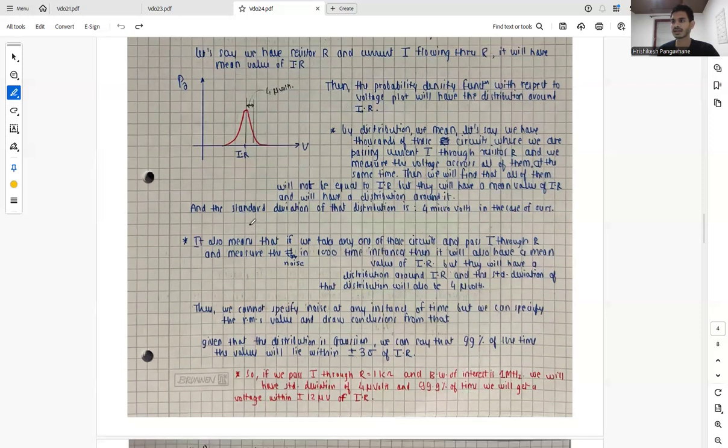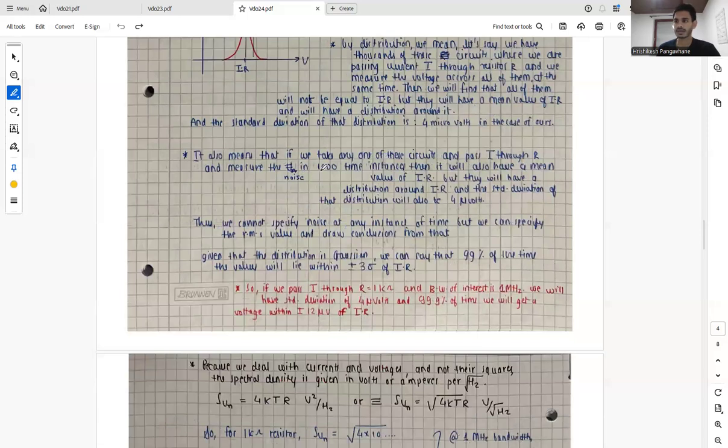And given that the distribution is Gaussian, we can say that 99.9% of the time the values will lie within the range of plus minus 3 sigma. Sigma is the deviation, and our deviation is 4 microvolts. So if we pass current I through a resistor of 1 kilo ohm and the bandwidth of interest is 1 megahertz, we will have a standard deviation of 4 microvolts, and 99% of the time we will get a voltage within plus minus 12 microvolts of the value IR.